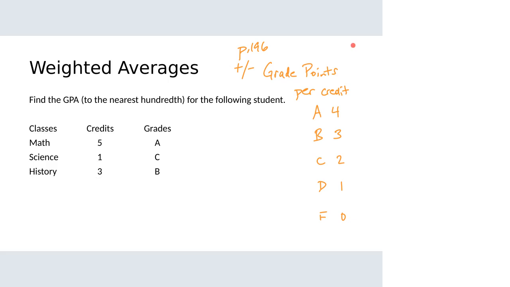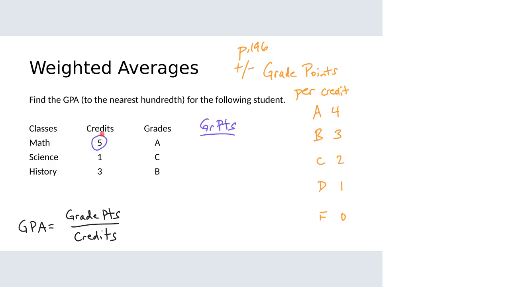Let's see how we would calculate the grade point average for this student. First, it's important to note that grade point average is found by taking the number of grade points that a student has earned and dividing by the number of credits that they have taken. So that's our formula for GPA: grade points divided by credits. So what we're going to have to do here is figure out how many grade points this student earned.